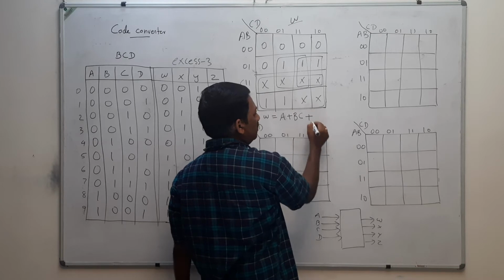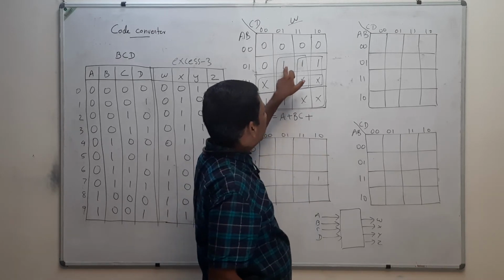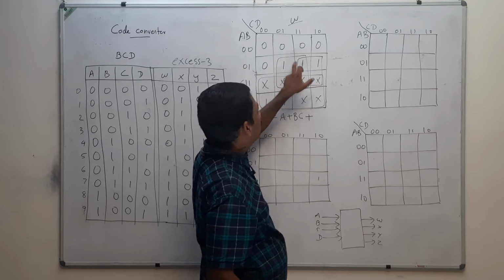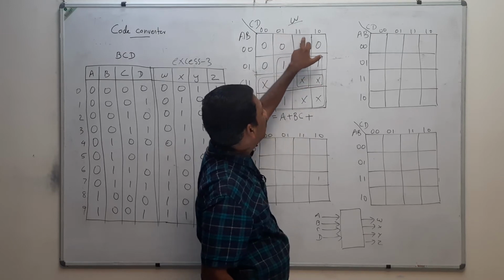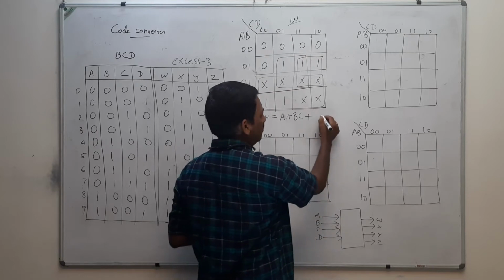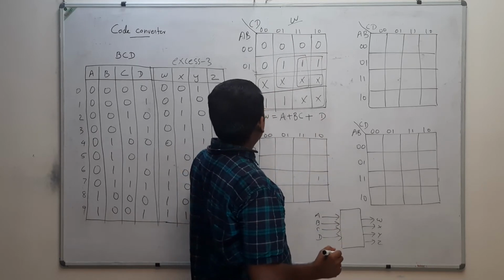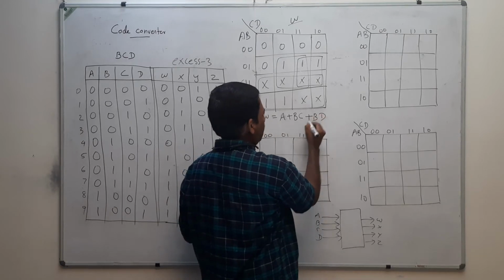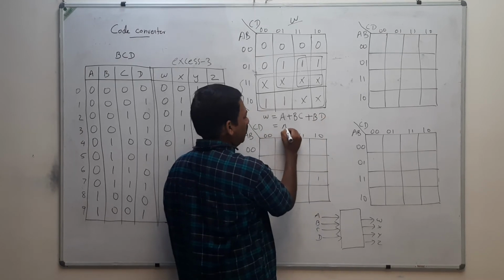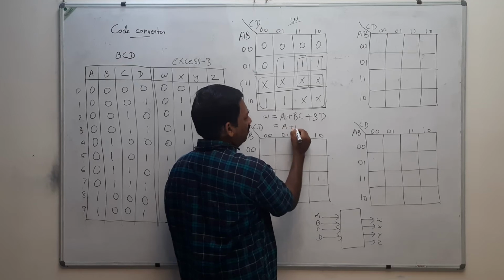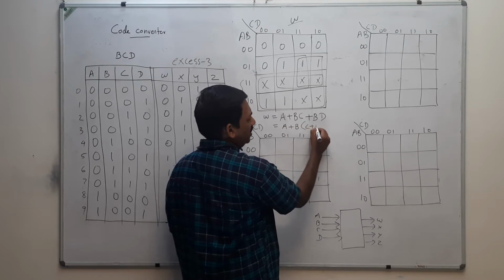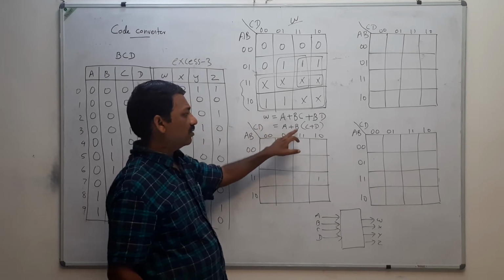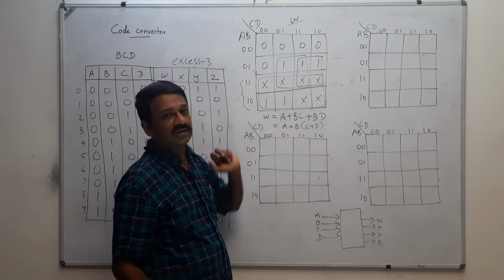A plus BC or from here to here, take this as a group. From here to here, what remains? 0, 1 to 1, 1. That means D remains. And from here to here, B remains. That is A plus B dot C plus D. Okay. That is W is equal to A plus B into C plus D.